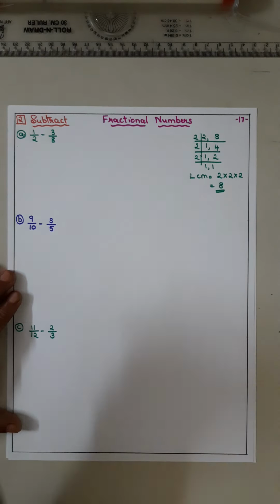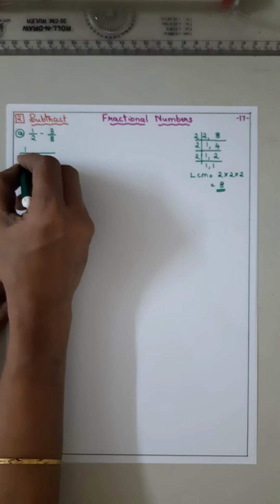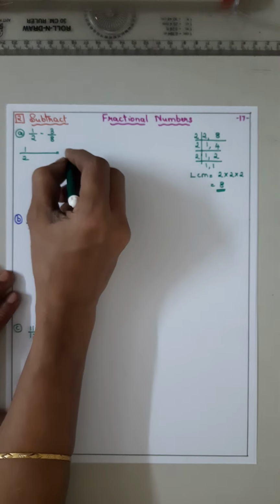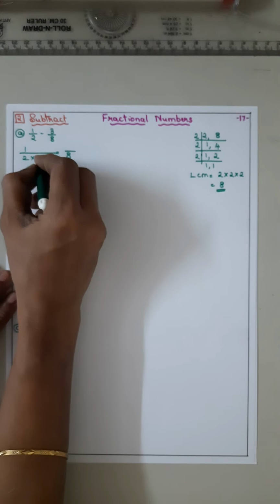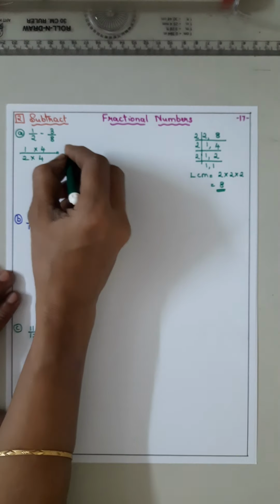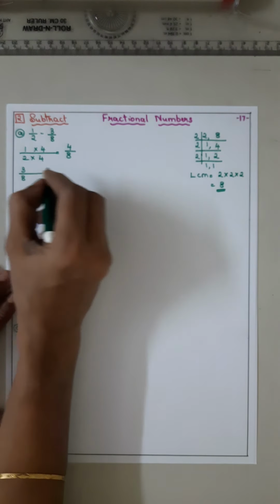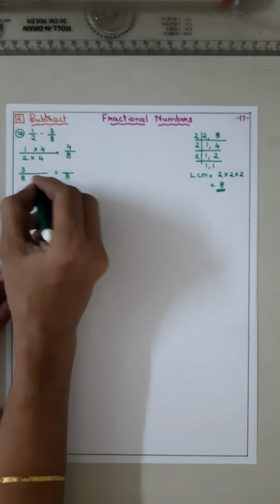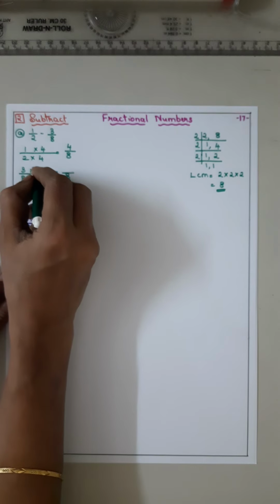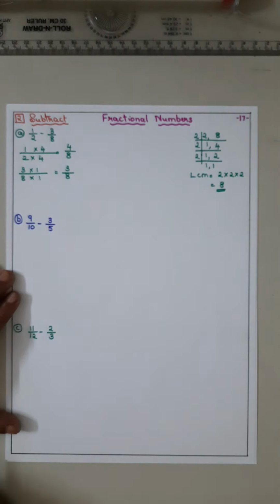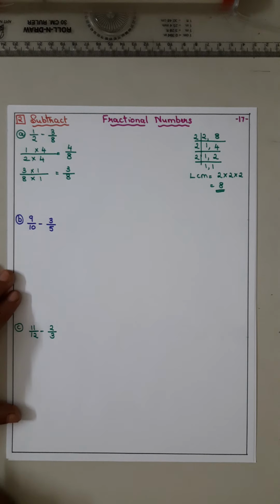Okay. So convert these into denominator 8, isn't it? 2 fours are 8, 1 fours are 4. Next is 3 by 8. The denominator is already 8, so multiplied by 1, it remains the same.